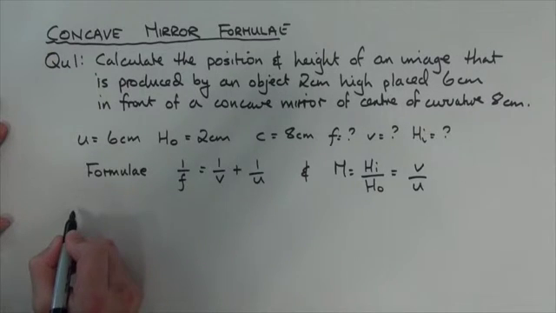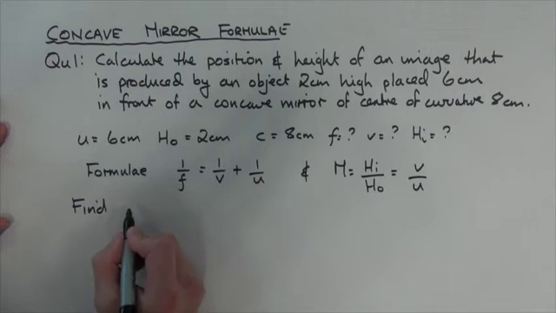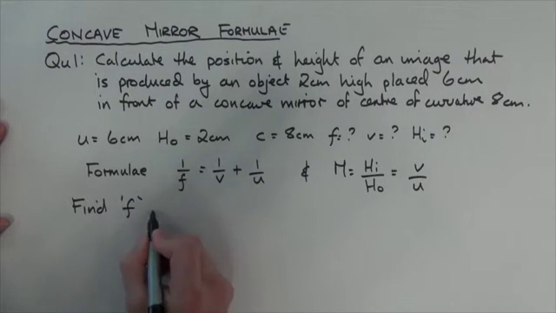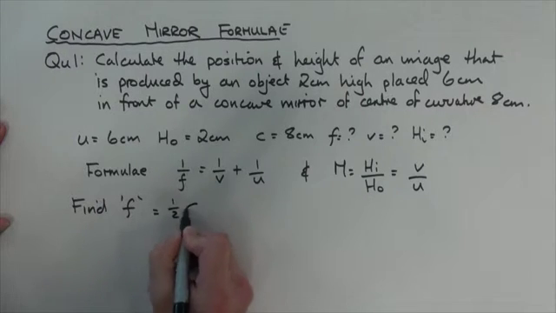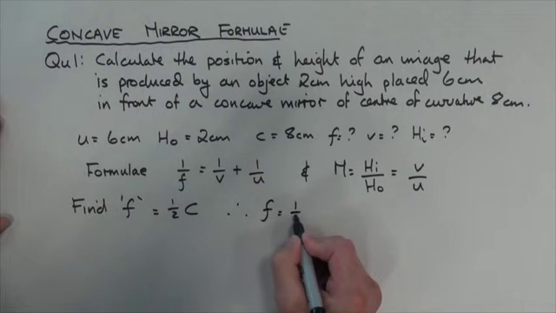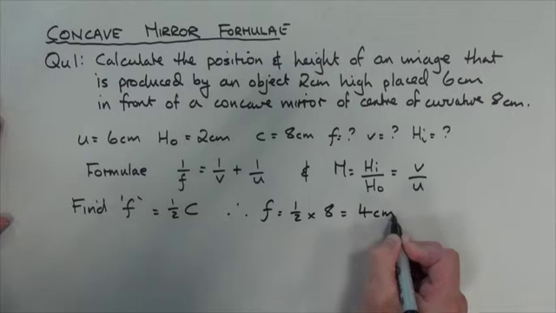So first off, let's find the focal point. When we find the focal point, we know that the focal point is always going to be half the center of curvature. So in this case, it's going to be half of 8, which means that the focal point is going to be 4 centimeters. Okay, great. So let's find v.